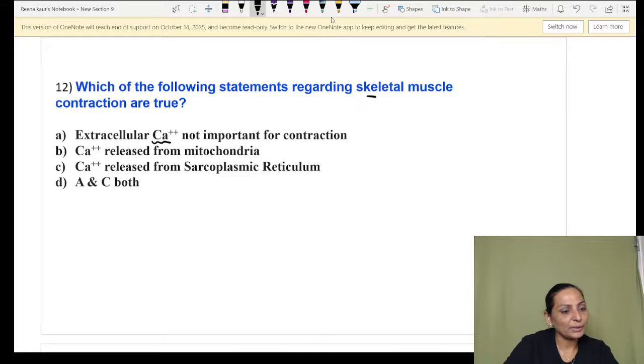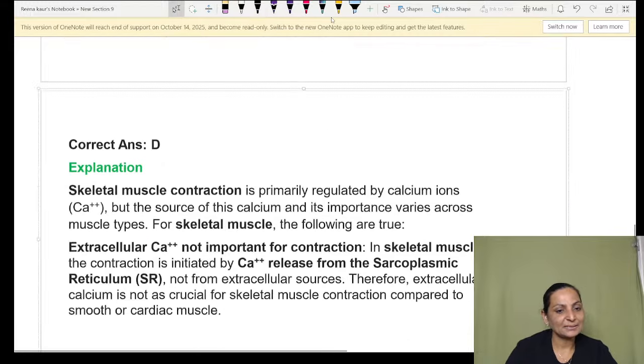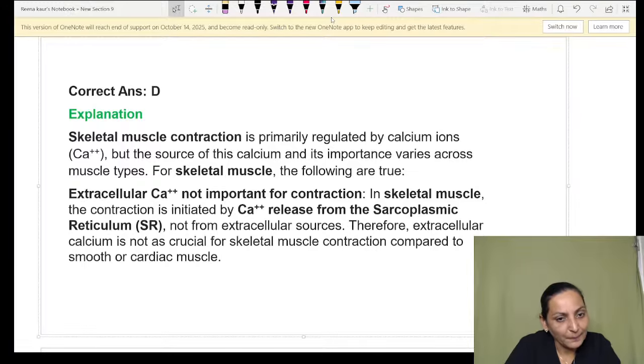Extracellular calcium is not important for contraction. Options: calcium released from mitochondria, calcium released from sarcoplasmic reticulum, or both A and C are correct. So the correct answer is A and C are correct. Now let's understand this.